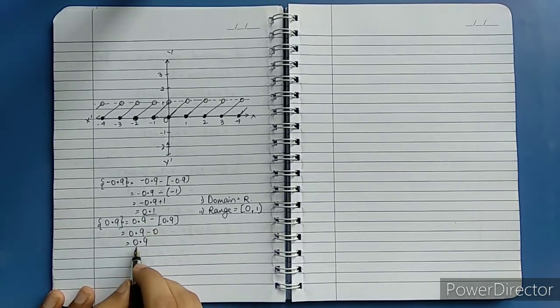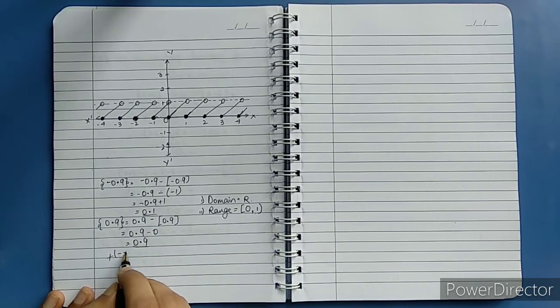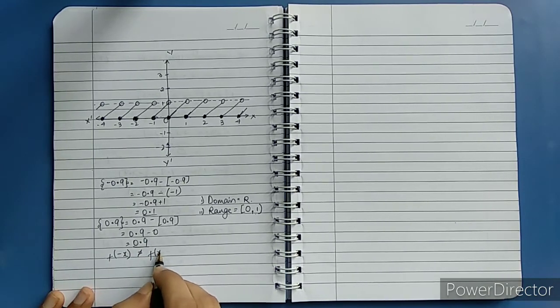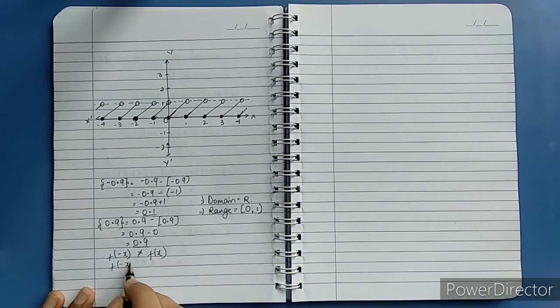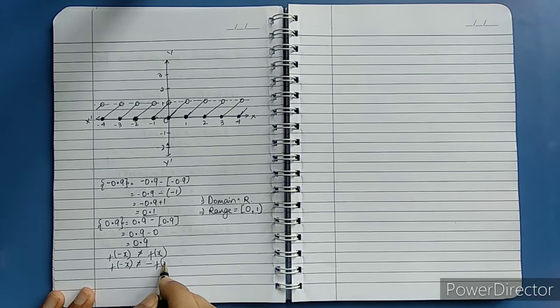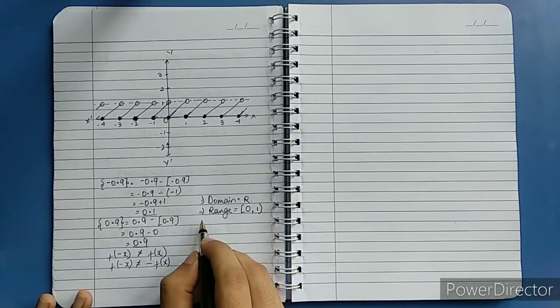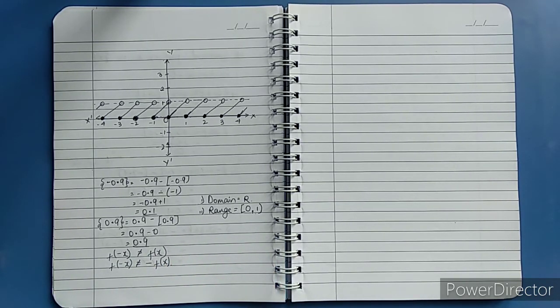So as we can see, f of minus x is not equal to f of x, and f of minus x is also not equal to minus f of x. So therefore this is neither symmetric about the origin, nor symmetric about the y-axis.